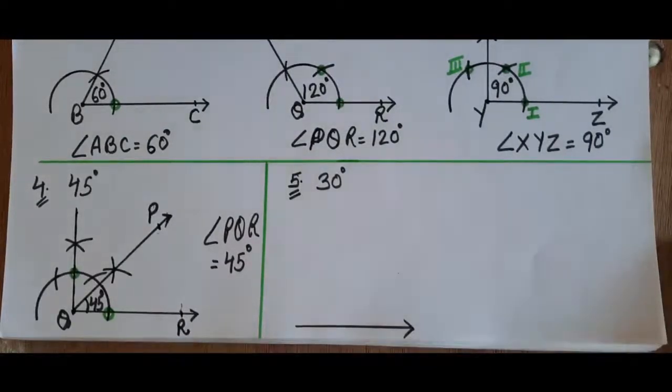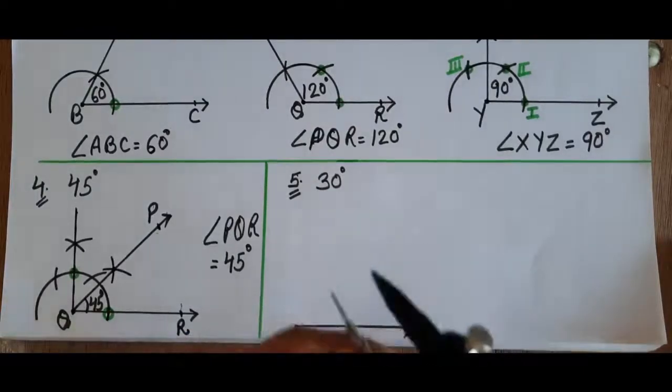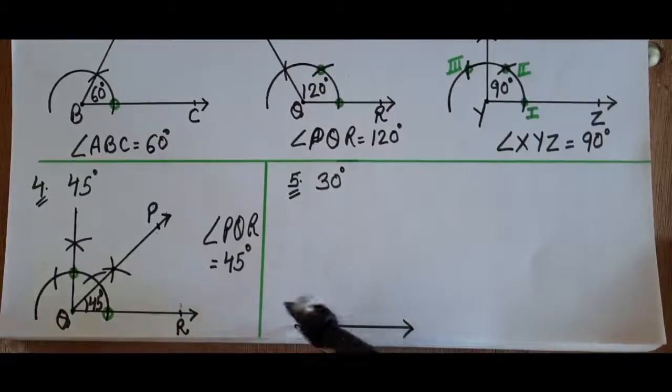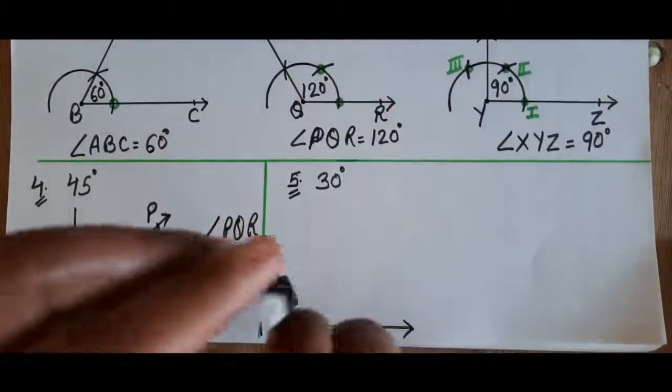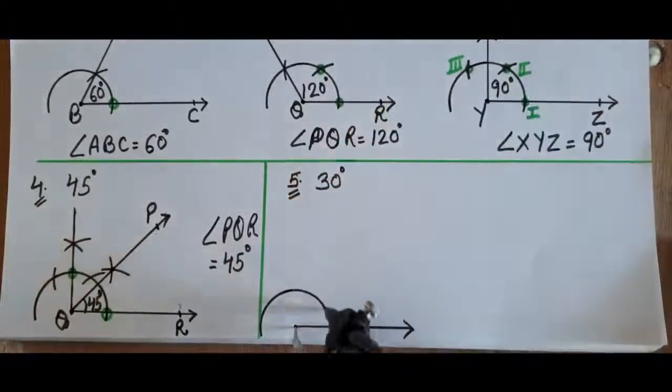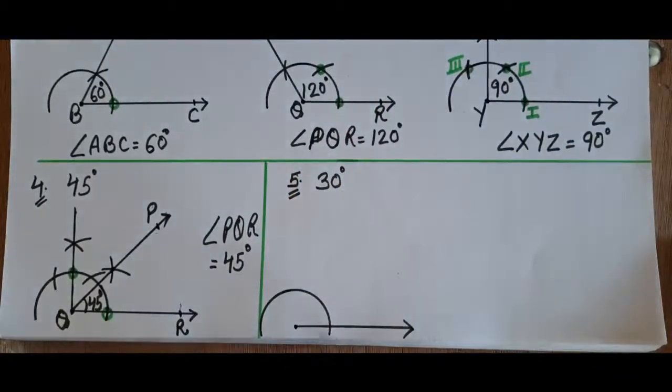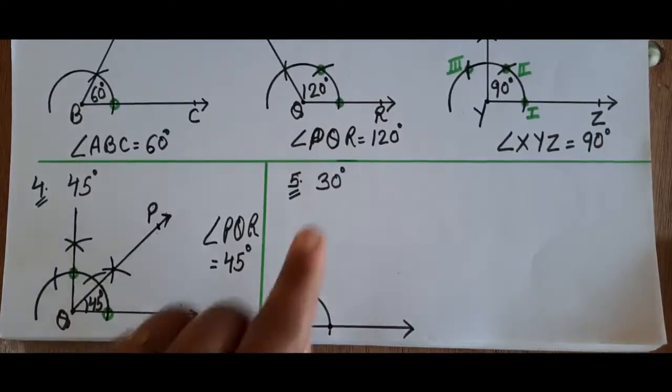Now next, in the 5th, we will construct an angle of 30 degrees using compasses and ruler. Draw a ray again, highlight this point, open your compass to some extent and draw a semicircle by keeping the compass point at this point. So this is the semicircle. Now keep your compass at this point. You know that 30 degrees is half of 60 degrees. So now we will bisect an angle of 60 degrees to get a 30-degree angle.